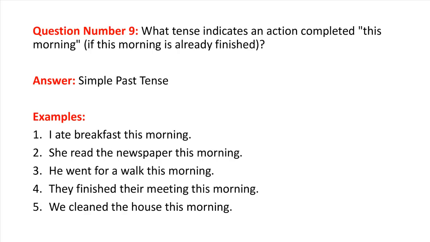Question number 9. What tense indicates an action completed this morning, if this morning is already finished? Answer: simple past tense. Examples: I ate breakfast this morning. She read the newspaper this morning. He went for a walk this morning. They finished their meeting this morning. We cleaned the house this morning.